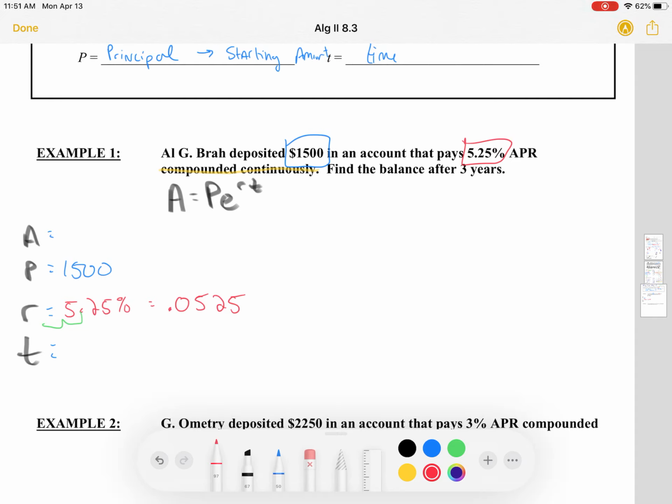Okay, and then our T value. The balance is after 3 years, so our t value is 3. So all we've got to do is plug and chug now. A equals P, our principal is 1,500, times E. Again, E is a number. Raised to the 0.0525. That's a terrible 5, I should rewrite that. 0.0525 times 3.